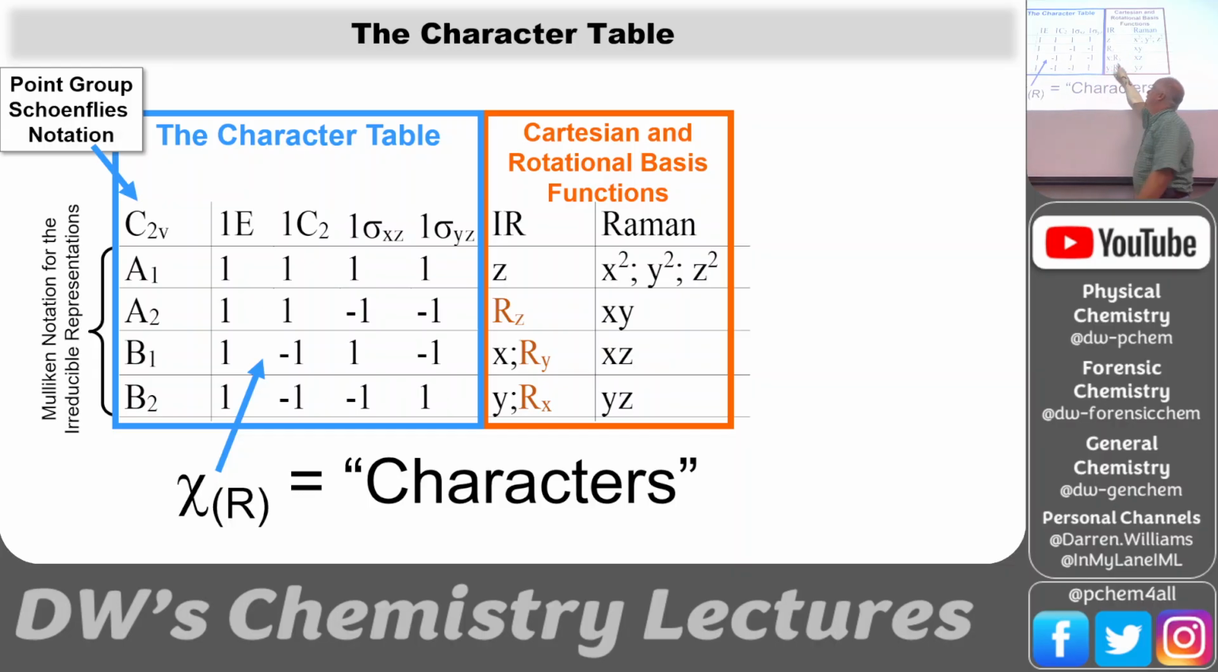We have other kinds of things like rotation around x, rotation around y, and rotation around z. So there's lots of different things that the molecule can do that are captured over here in shorthand, and that work has already been done for you. You don't have to go through what happens to the y-axis and look at the characters. When you just find y on here, you come across and know that y is B2.